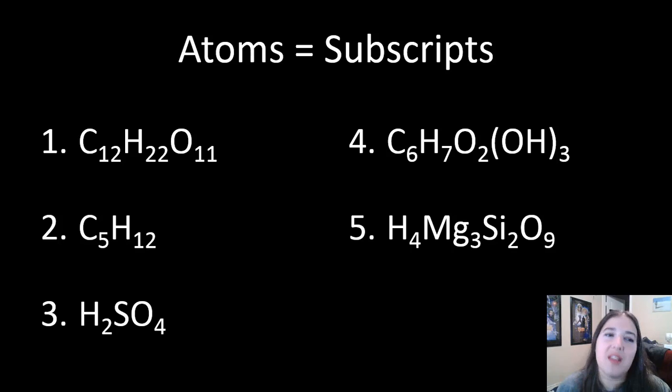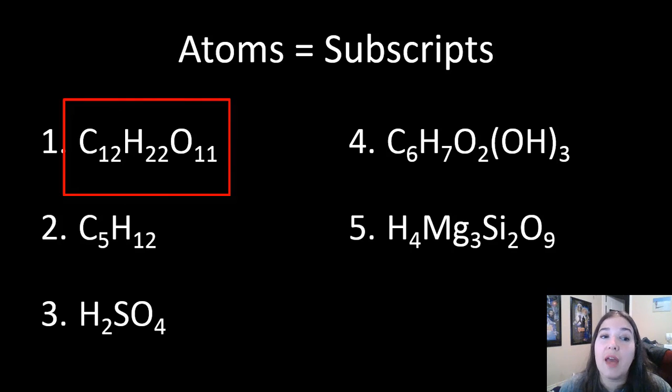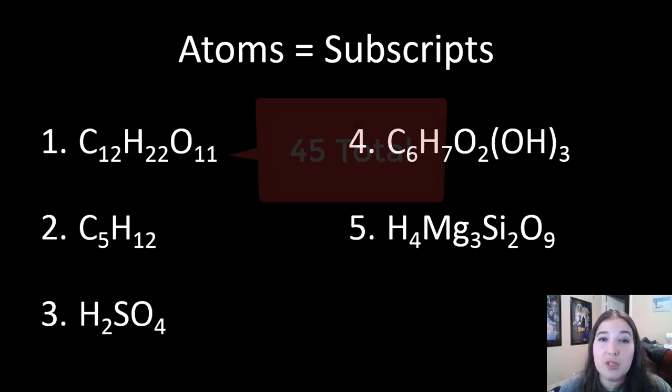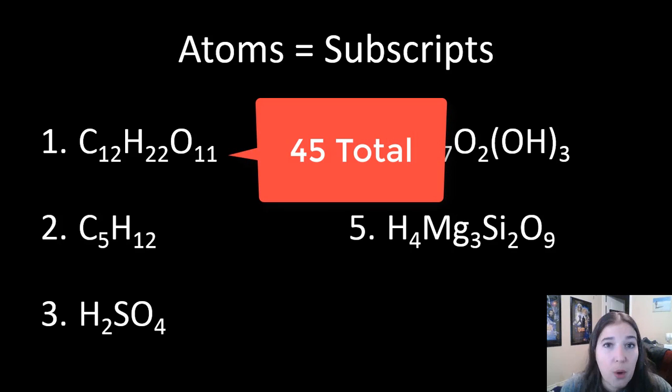Next, we're going to count the atoms of each element in the compounds. So the first one, C12H22O11. I have 3 elements, carbon, hydrogen, oxygen. I have 12 carbons, 22 hydrogen atoms, and 11 oxygen atoms. If I had a test question that asked me how many total atoms there are, I would have to add all of that up. So 12 plus 22 plus 11 is equal to 45 total atoms.